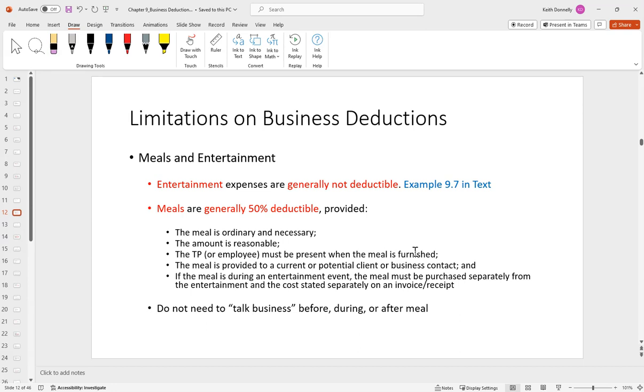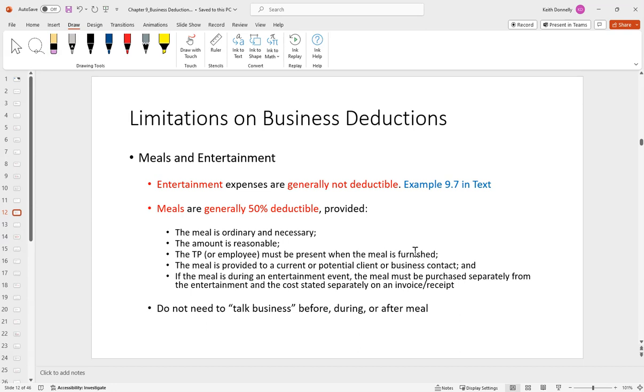When we're talking about entertainment, this is generally not going to be deductible, right? So what would be an example here of entertainment? Hey, we're a business, a CPA firm. We take one of our clients to the football game, an NFL football game, and we pay for his tickets. We're entertaining. We're taking this guy out to a show, a movie. We got box seats, right? The general rule is that's not going to be deductible for a business, entertainment.